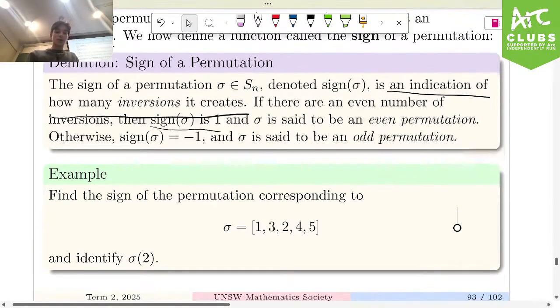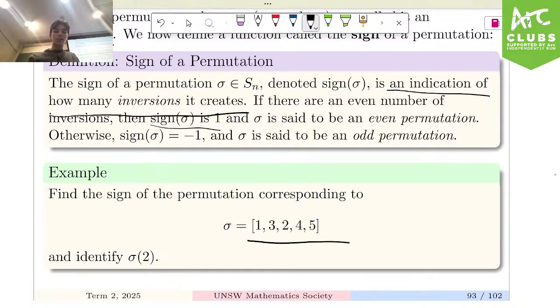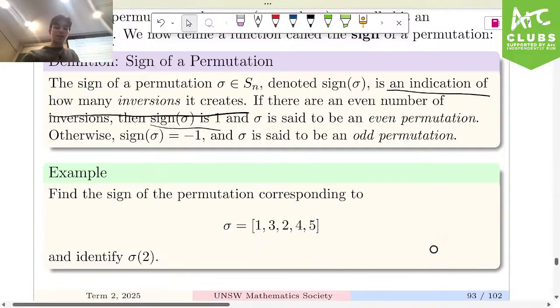So here we have an example. We have to find the sign of this permutation, right? The permutation that rearranges 1, 2, 3, 4, 5 to look like this, 1, 3, 2, 4, 5. Well, you can clearly see that the only thing that happened here was one swap. So the sign of the permutation would be -1, right? So the way we'd write that is sign of sigma is -1, right? And sigma 2, that's just the second element of the permutation, that's 3.